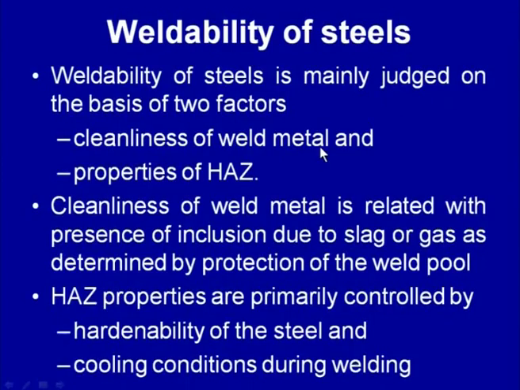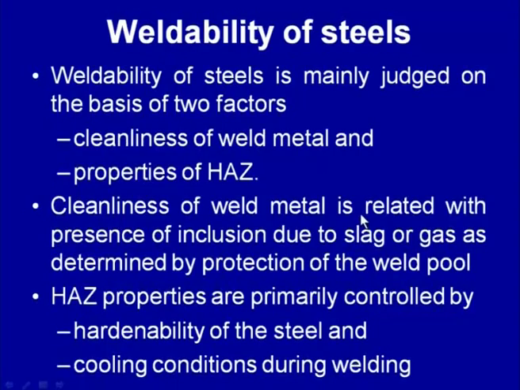So, those steels which, after welding, can produce a very clean weld are considered to be better weldable or more weldable as compared to the others which lead to the development of inclusions. Similarly, the steels which offer a tough and strong weld joint and heat affected zone will be considered weldable, while others which tend to embrittle and show greater cracking tendency will show poor weldability.